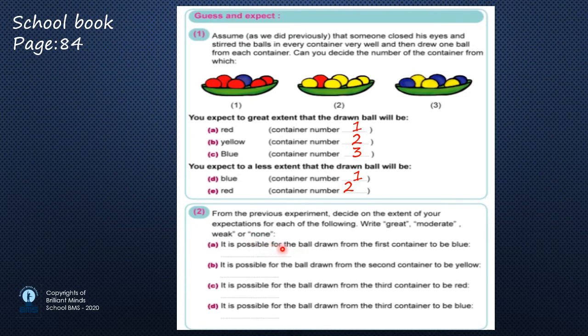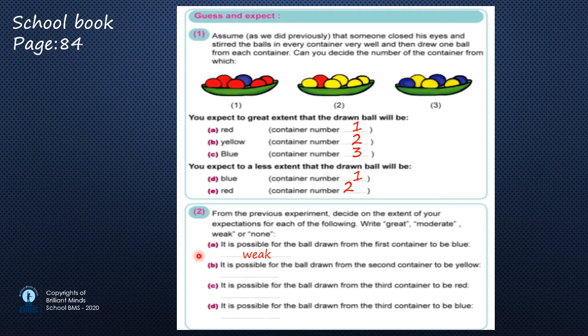It's possible for the ball drawn from the first container to be blue. I have just 1 blue. And how many reds? I have 5 red balls. So, I maybe choose 1 blue. In the opposite side, I have 5 reds. So, it's weak. If I pick this ball, will it be blue from the first container? It's weak to have blue.